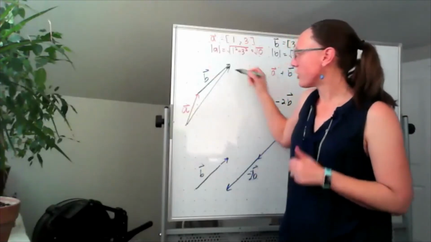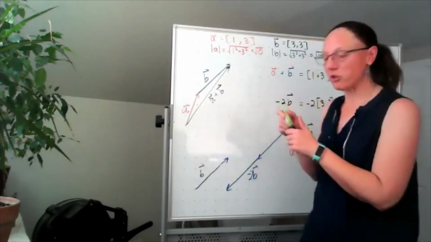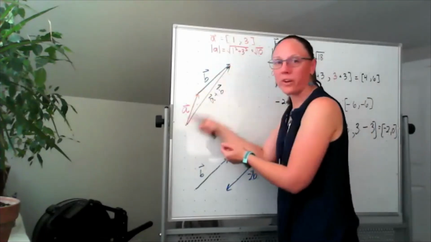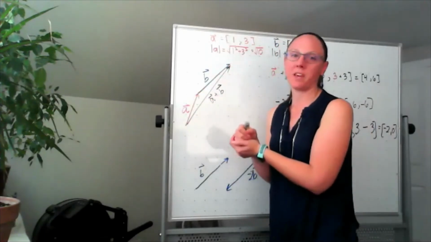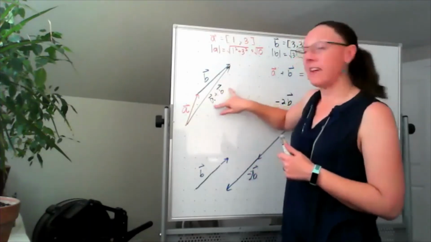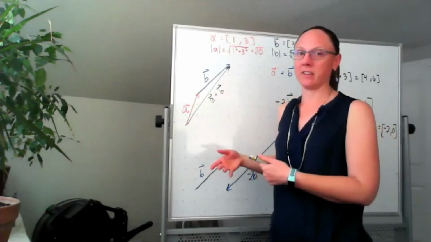So, I think you can see just from the triangle that it's not going to be true that adding this length plus this length would give us the length of A plus B. So when we have to find that length of A plus B, we need to find the A plus B vector first and then find its length.